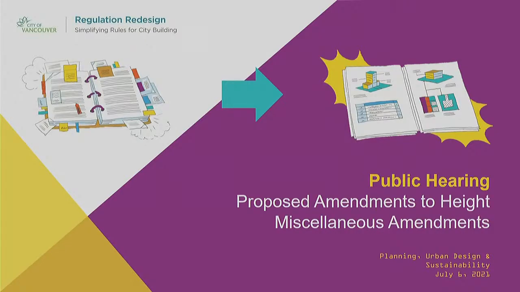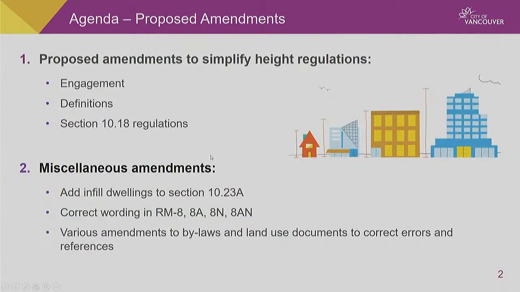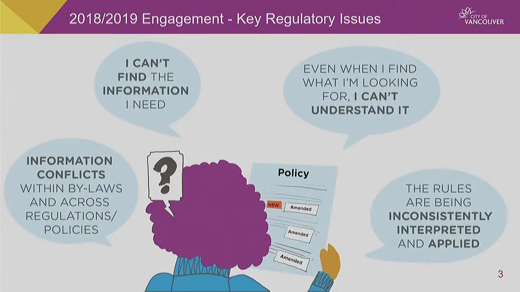So the proposed amendments are in response to feedback we received through extensive engagement with industry, the public, and staff in 2018 and 2019 to identify issues with the city's land use regulations. We heard consistently that it's hard to find and understand regulations and that there are conflicts and inconsistencies in interpretation. And height regulations were specifically identified as not being clear and that a definition of height is needed. So these proposed amendments are incremental changes toward more simplified zoning regulations.